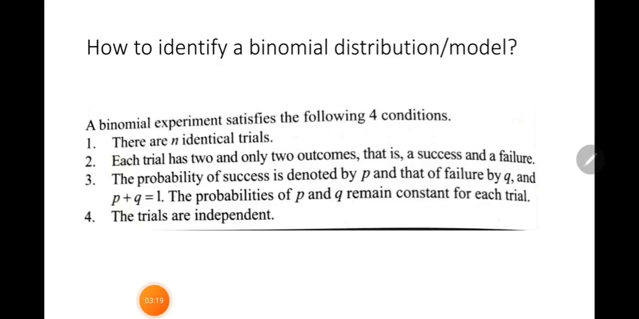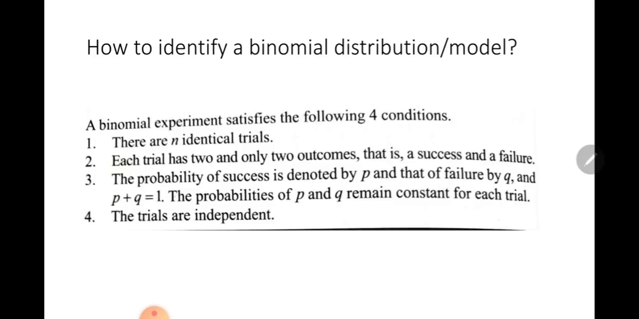Okay, so the first one is that there are n identical trials, and each trial has two and only two outcomes, that is a success or a failure. Okay, so we denote probability of success as P and the probability of failure as Q. Okay, so I would like to relate back with the situation that we had for Sambal Nyet. Okay, so say that you choose a few jars randomly, and then you check on whether this jar is less or greater than 250 grams.